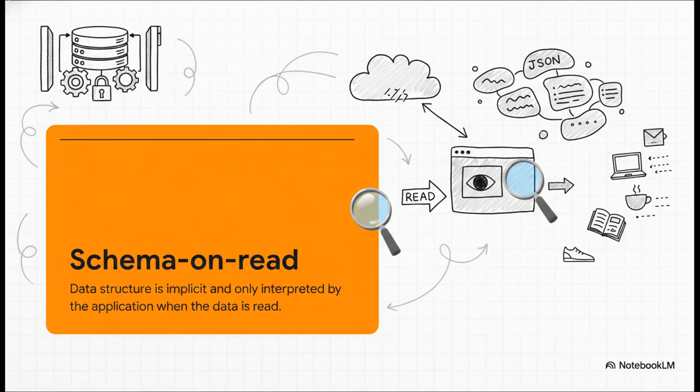This is where we encounter schema on read. In traditional databases, the system enforces a strict structure on write, but with schema on read, the data structure is implicit and only interpreted by the application when the data is read, not enforced on write. You store flexible JSON-like documents, and the app figures it out later. It's absolute perfection for diverse catalogs where every single item might be a little bit unique.